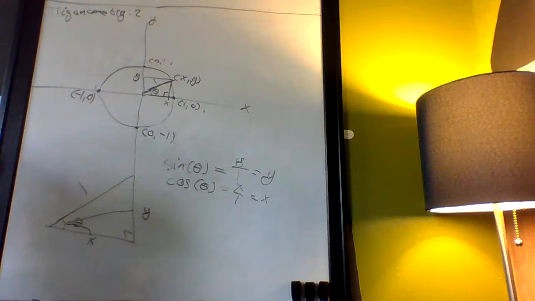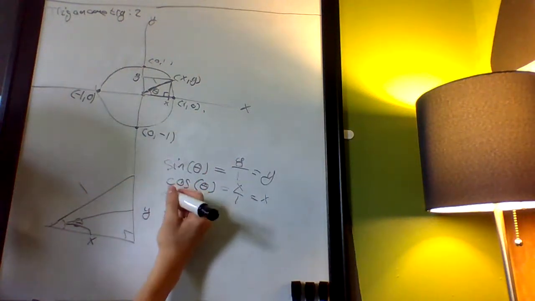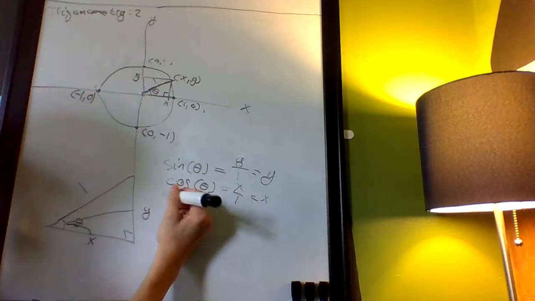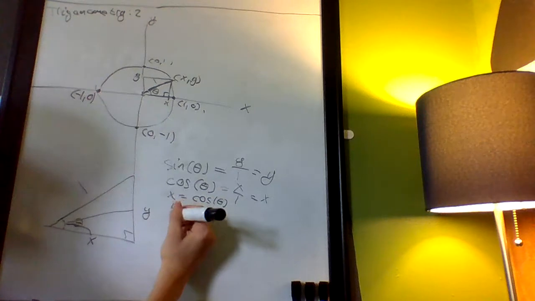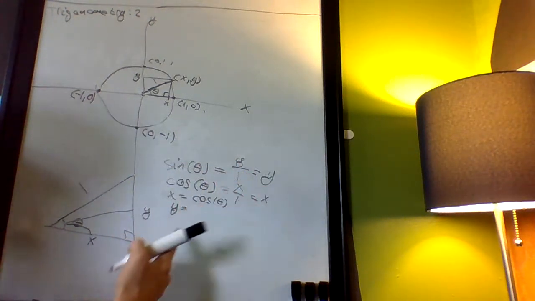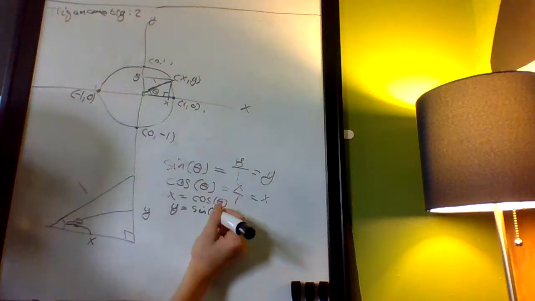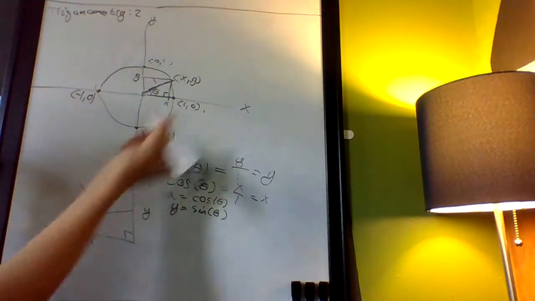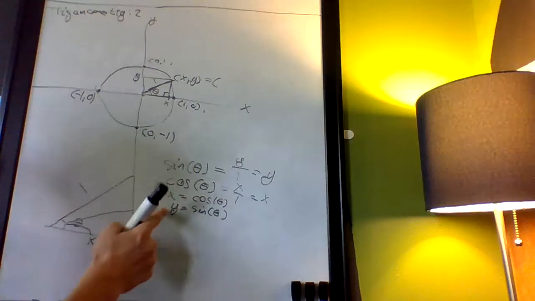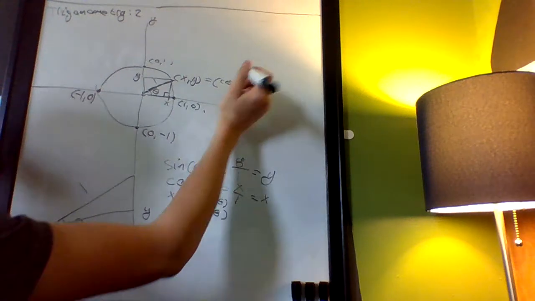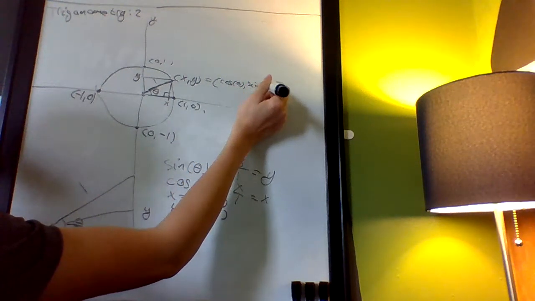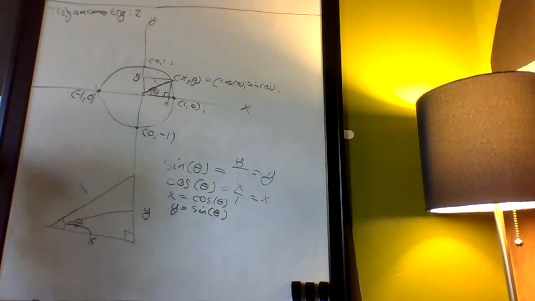Well, look at that. We have cosine theta is x, meaning x is cosine of theta. And sine of theta is equal to y, which means y is the sine of theta. Meaning this point right here, plugging in for x and y, is just going to be cosine of theta, sine theta. That's going to be your Cartesian coordinates, where you have an x and a y coordinate, okay?